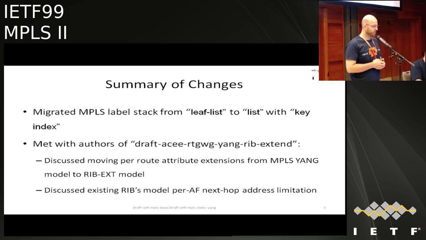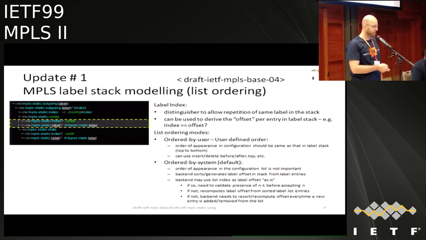We did meet with the authors of the RIB extended model. We think this model has some intersection with the MPLS RIB model, and we discussed moving some of the things that we defined in MPLS because they're generic and applicable to the IP world, and they agreed to do so. So I'll go over the agreed upon changes. The first item we updated is the MPLS label stack, as I mentioned, and we introduced this index.